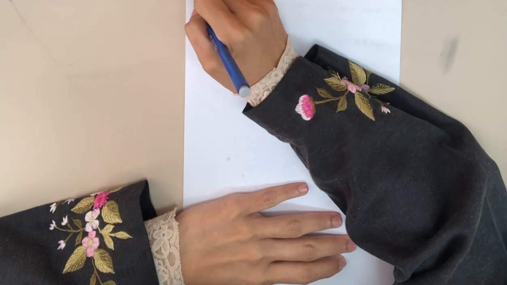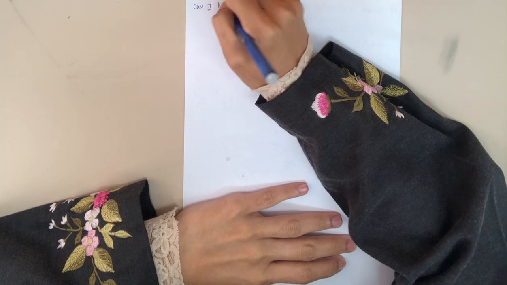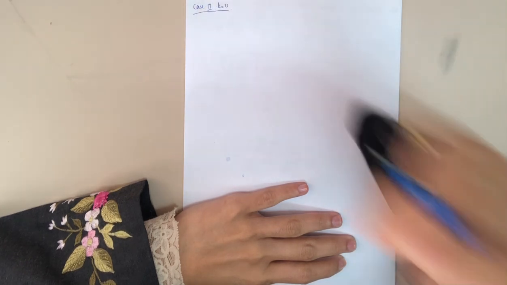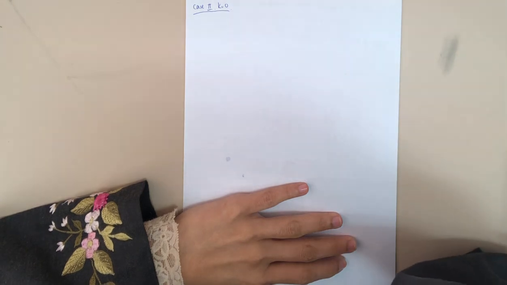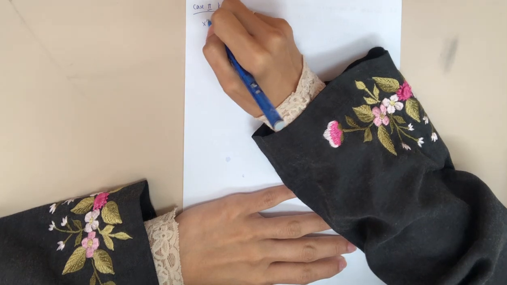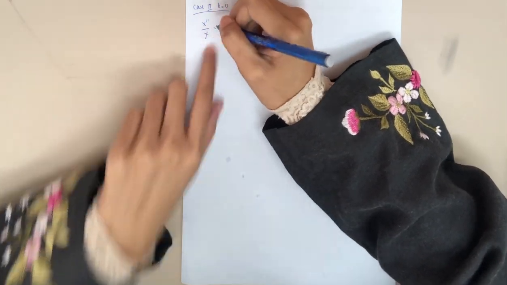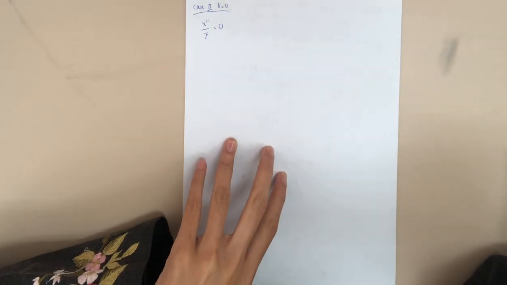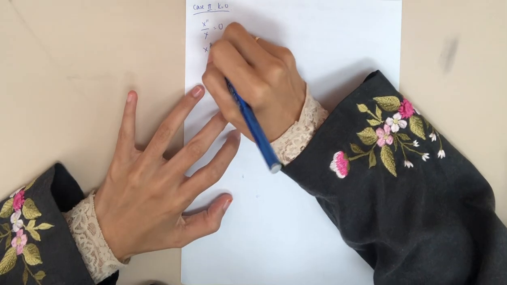Class, we continue with case number 2, which is k equal to 0. The step is still the same: we start first with the x double prime equation, x double prime equal to 0. Then you solve it.